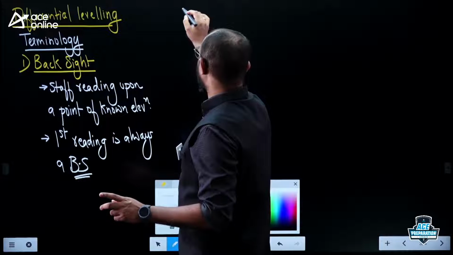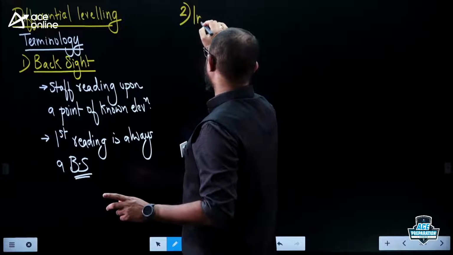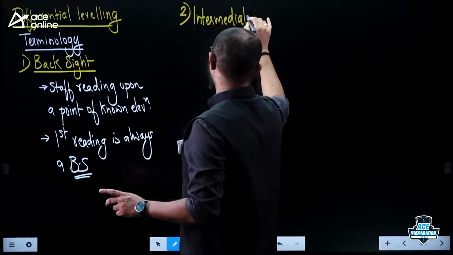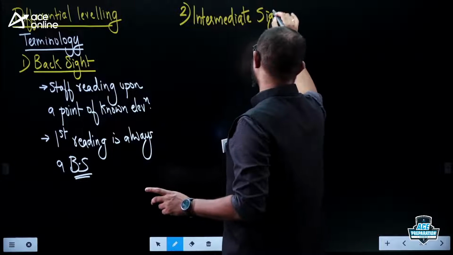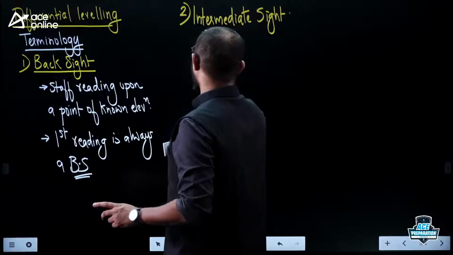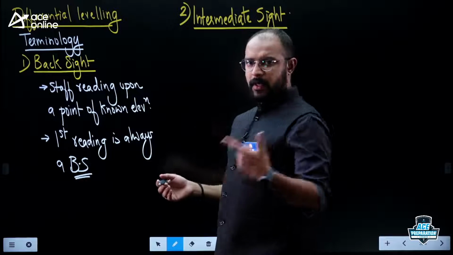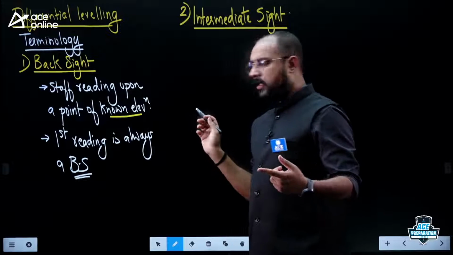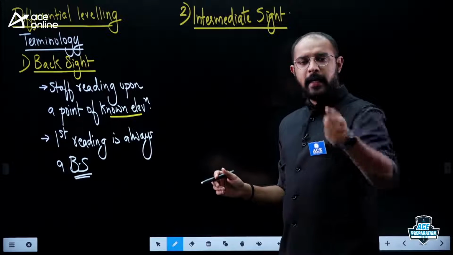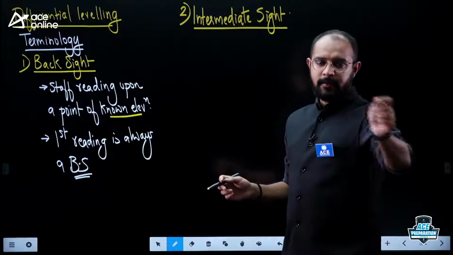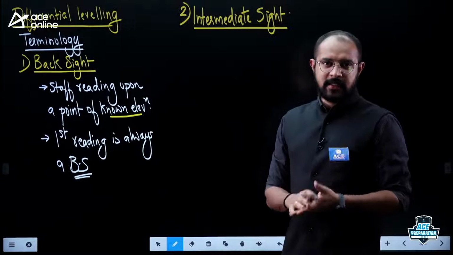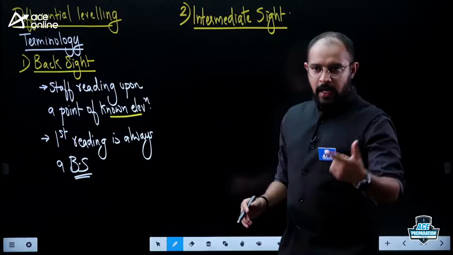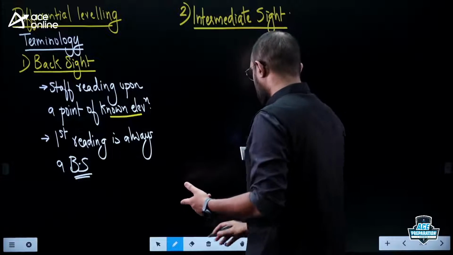The next staff reading that we have is what we call an intermediate sight. So what do you mean by this particular intermediate sight? It becomes very easy. The staff reading upon a point of known elevation is a backside. Then what would be an intermediate sight? Staff reading taken upon a point of unknown elevation. That's it. It's nothing but a staff reading taken upon a point of unknown elevation.